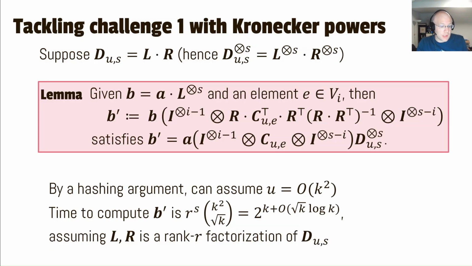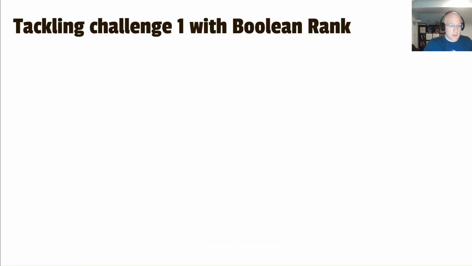Yeah, but of course this still assumes that L and R gives you a small rank R. It gives you a rank R factorization of the disjointness matrix where R is small. So it should be of size roughly 2 to the s, because then we get here 2 to the s squared, which is 2 to the k. So that's about it for challenge 1. So we tackled it with these Kronecker products.